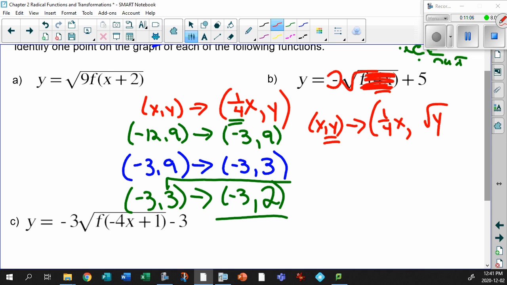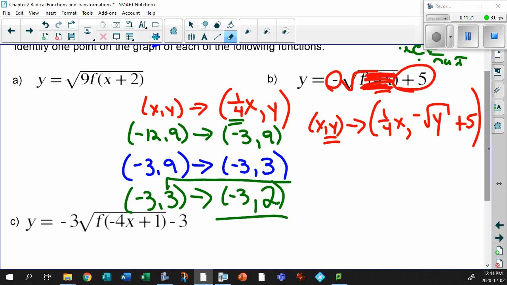Second thing that happens to the y is you're making it a negative. And the last thing that happens to the y is you're adding 5 to the outside. Notice how it's not happening inside the radical. It's all happening outside the radical, step by step. And how do you prove that? Take a look at the original.